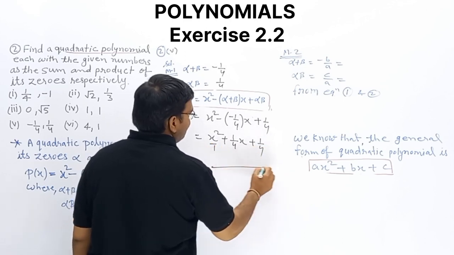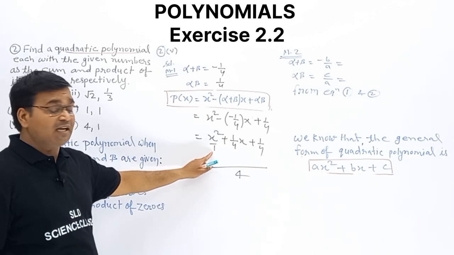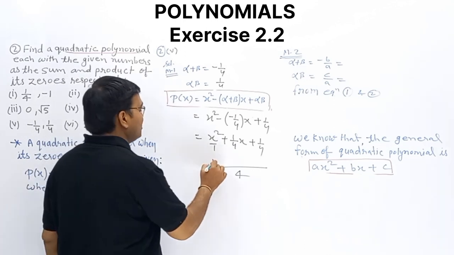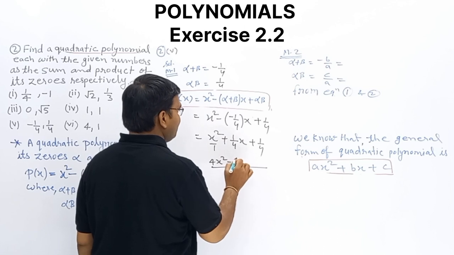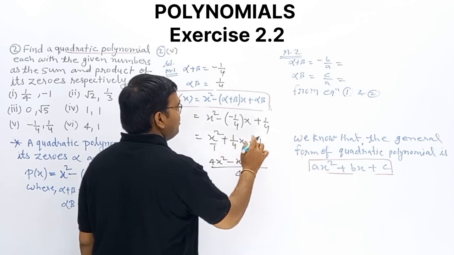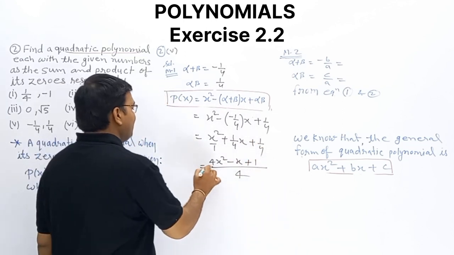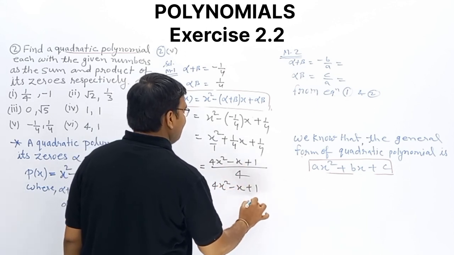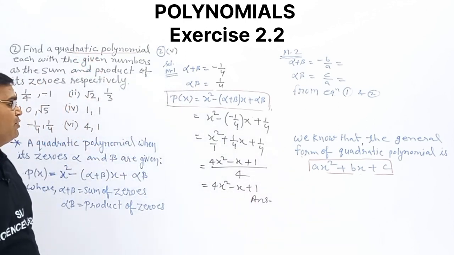Take LCM. LCM is 4. 4 is divided 1 time it is going, so not 1 time, 4 times, multiplied by numerator: 4x square. Minus 4 divided 4, 1 time it is going, multiplied by numerator. This will be 1 into x plus 1 time it is going, multiplied by numerator. Now leave the denominator part and we will consider only numerator. 4x square minus x plus 1, and this is our required polynomial, the quadratic polynomial which we want.